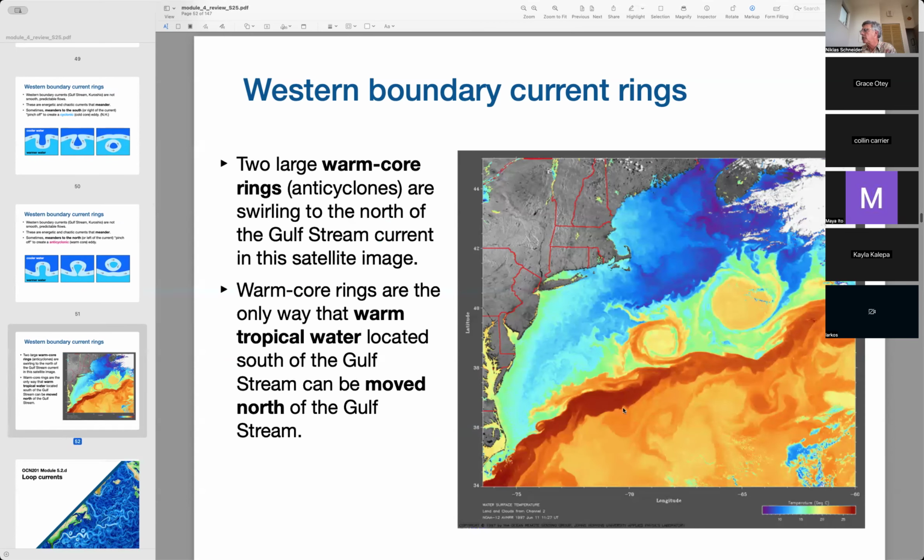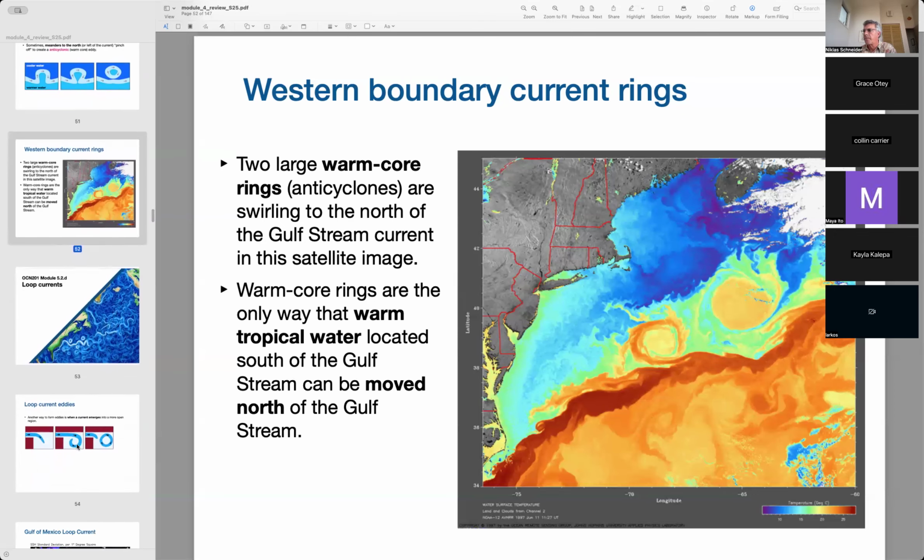This is just a snapshot of the Gulf Stream. You see the Gulf Stream here as this warm ribbon, and you see these nice warm core eddies being pinched off to the north of the Gulf Stream. South of the Gulf Stream is not quite as obvious in the sea surface temperature, but the same process happens on both sides. Again, it produces warm core eddies or anticyclones on the northern part, on the cool side of the Gulf Stream, and cyclones, cool eddies, on the southern part, on the warm side of the Gulf Stream.